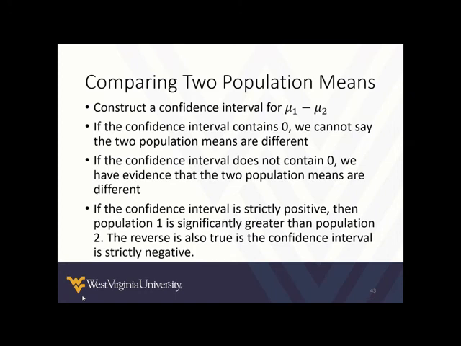Saying it one more time for clarity: when the confidence interval contains zero, that means there is insufficient difference between our two population means. If the confidence interval does not contain zero, that means we do have sufficient evidence that the two population means are significantly different. Furthermore, if our confidence interval is strictly positive, that means population one is significantly greater than population two, and the reverse is also true if the confidence interval is strictly negative.